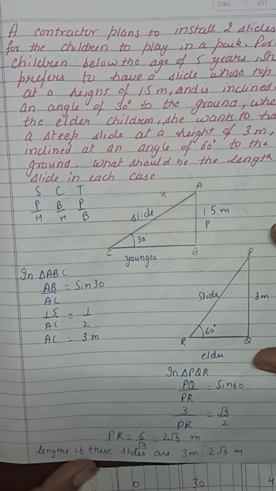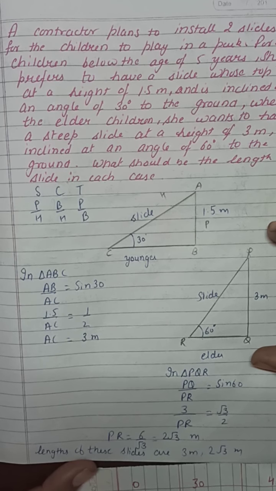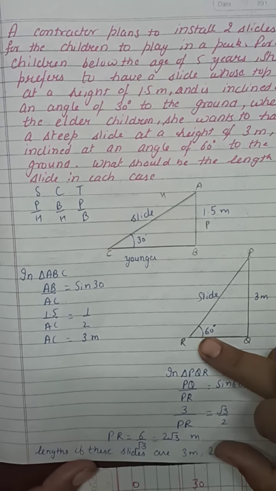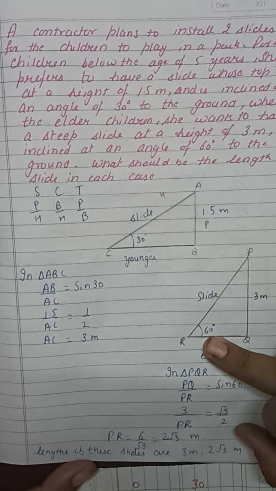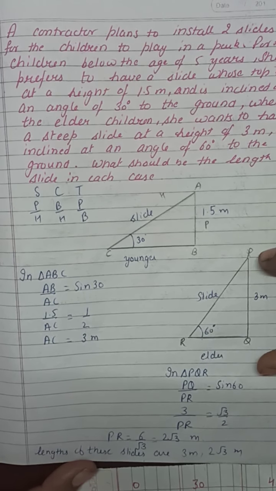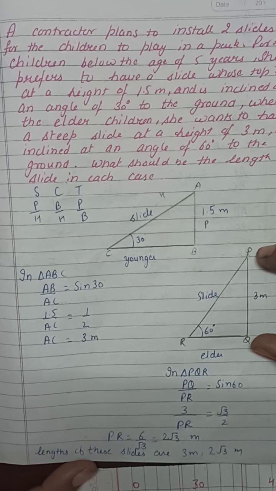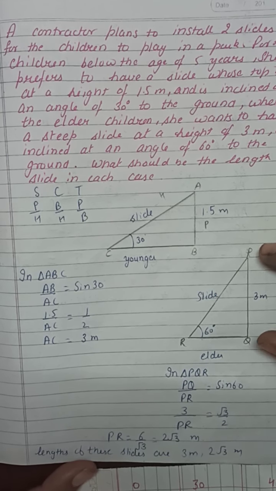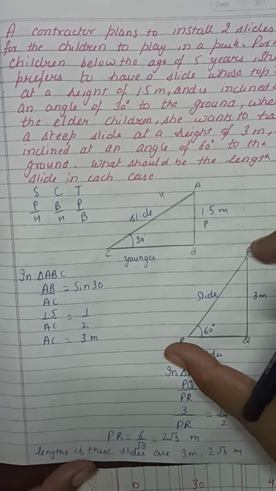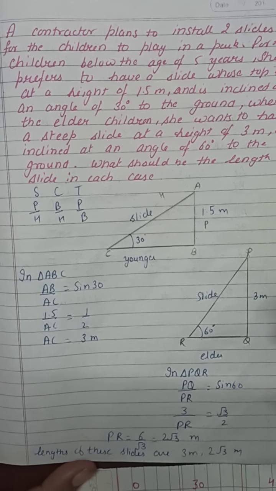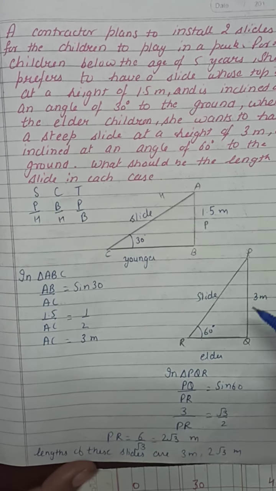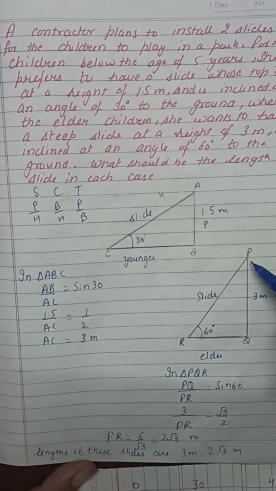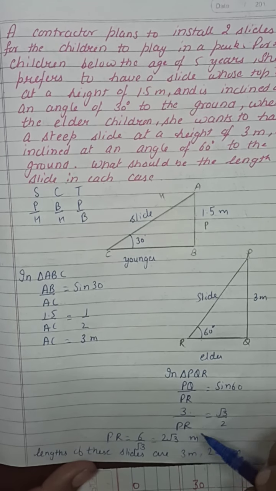Now I have to calculate the length of the slide for elder children. So what will I do? According to the contractor, the angle of elevation must be 60 degree and the height of the slide must be 3 meter. So for PQ and PR, again we will use the same formula, P upon H. P upon H comes in the sine 60. So it will be PQ upon PR. PQ is given as 3 and PR we have to calculate.